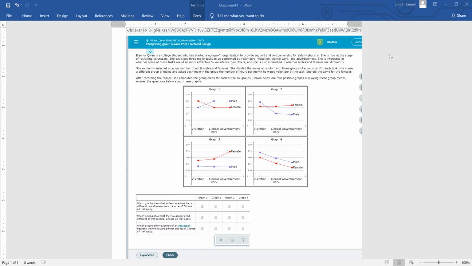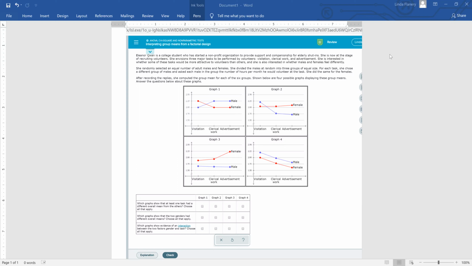You'll notice on each of the graphs, the males and females are along the right-hand side, which means that's the information that's along the y-axis. Males and females are along the y-axis. The categories, visitation, clerical work, and advertisement are along the x-axis, and that's important to watch to see.